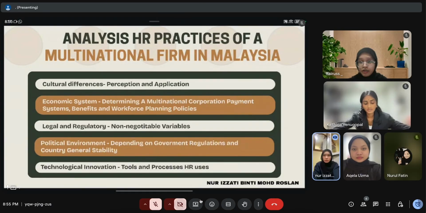Compliance with the Malaysia Personal Data Protection Act, PDPA, is crucial. Data security and technology benefits must be considered in the local regulatory and readiness context.